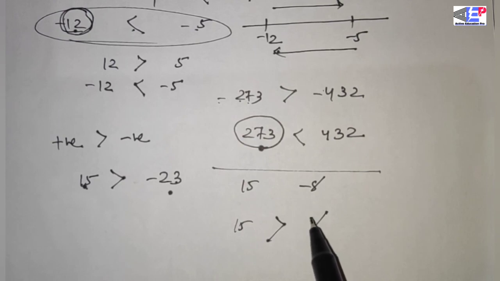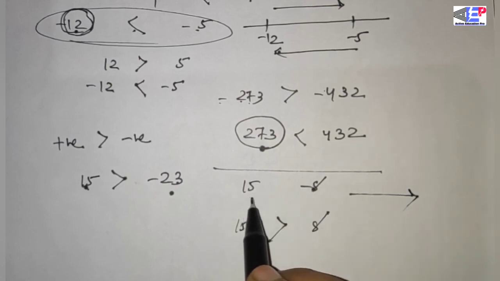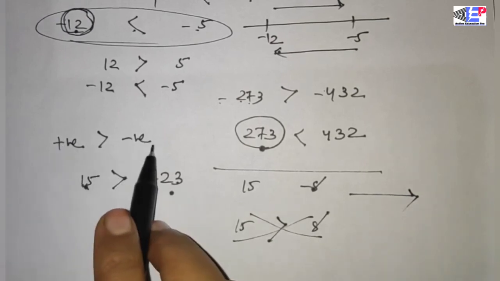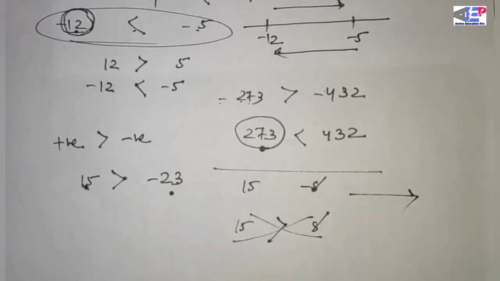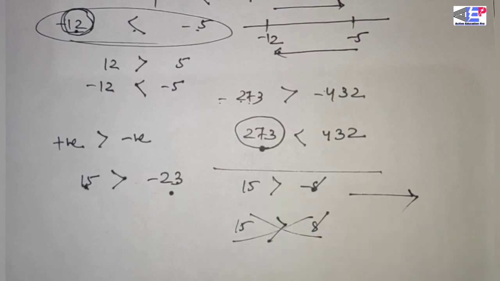You can check it by drawing a number line and plotting 15 and minus 8. If you move from minus 8 to 15, you have to move left to right, because minus 8 is a negative integer and 15 is a positive integer. So this condition is not followed for a positive and negative integer comparison. The comparison of numerical value is only applicable for negative integers. In positive integers, you know very well how to compare, and in the case of positive and negative integers, just put a greater symbol for the positive integer. So 15 is greater than minus 8.